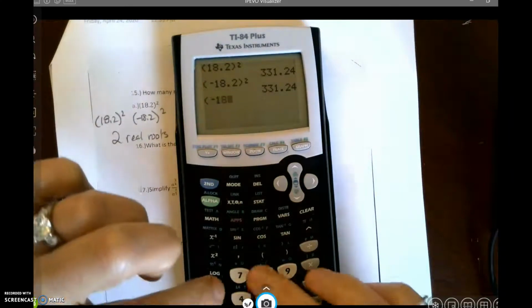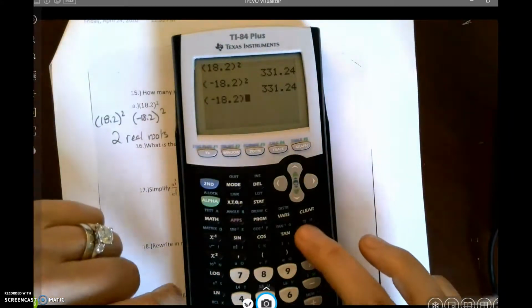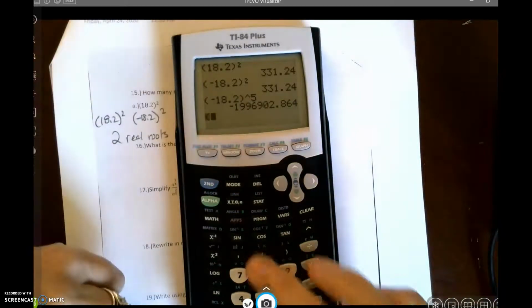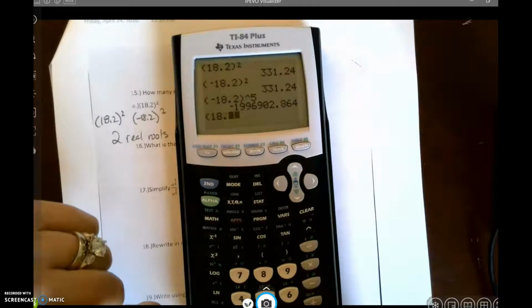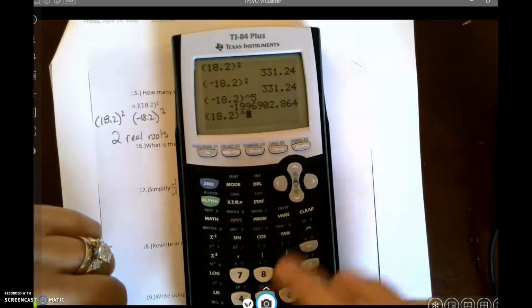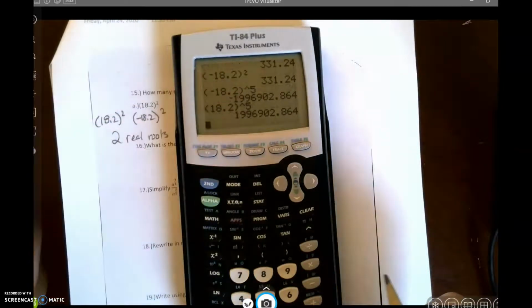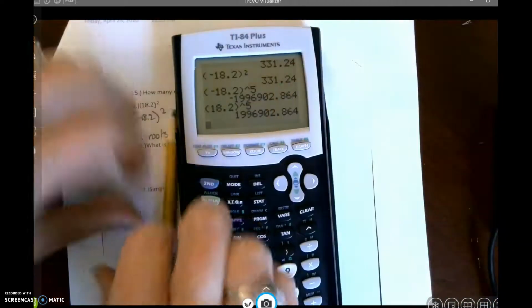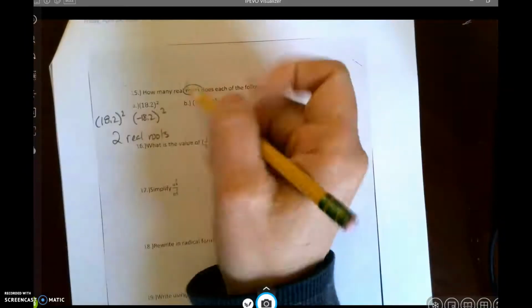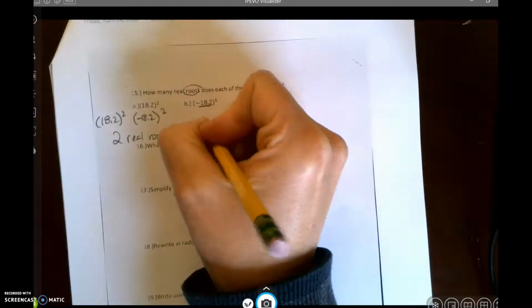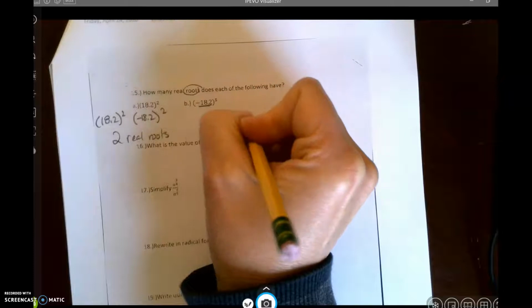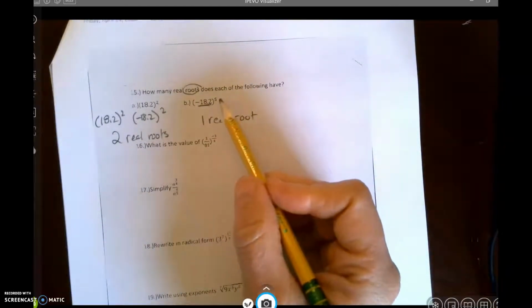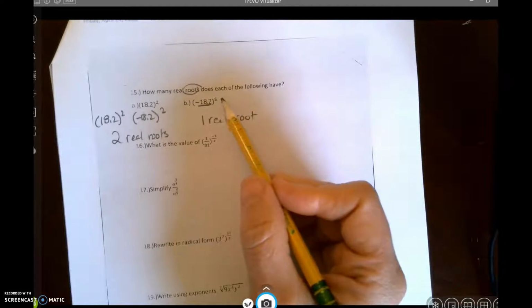Negative 18.2 to the 5th power. Now, what happens if I do positive 18.2 to the 5th power? I get a different answer. I don't get a negative. So this only has one real root, only the negative 18.2. So this has one real root. So in summary, if the exponent's odd, then you only have one root.